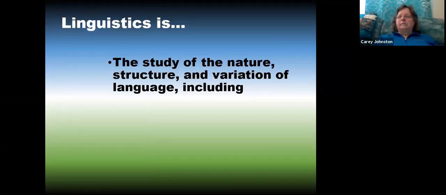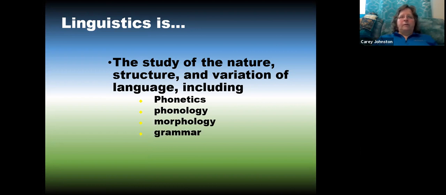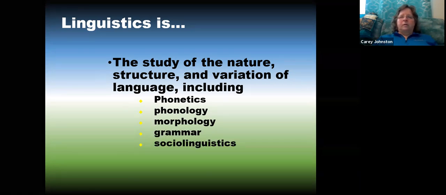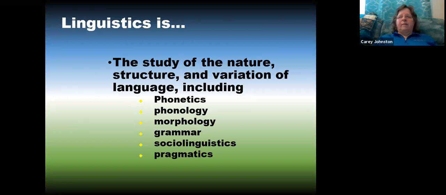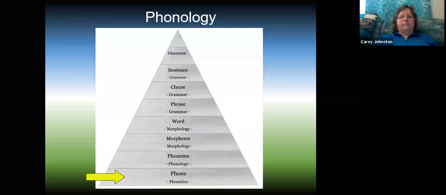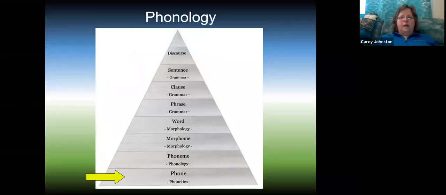So the formal definition of linguistics is the study of the nature, structure, and variation of language, including phonetics, phonology, morphology, grammar, sociolinguistics, and pragmatics. And we'll be looking at these one by one. So first we're going to look at phonology, which includes the phone and the phoneme.